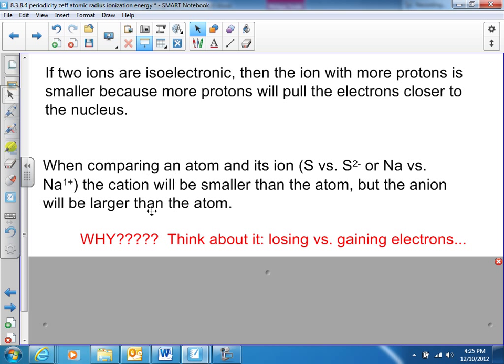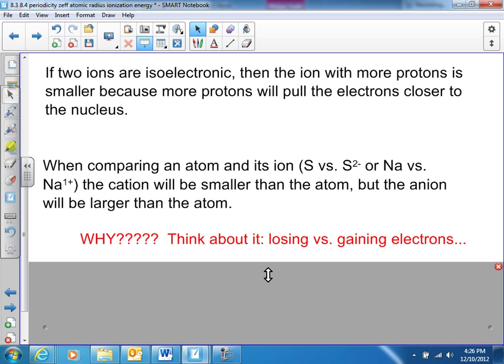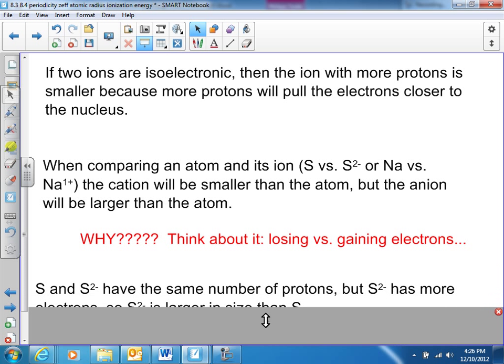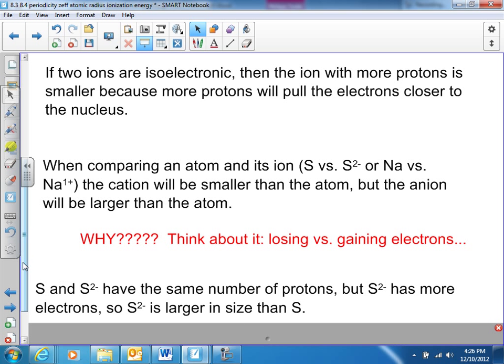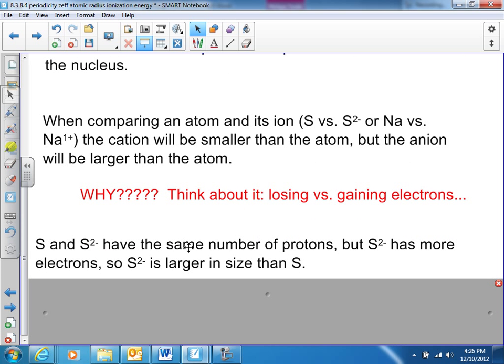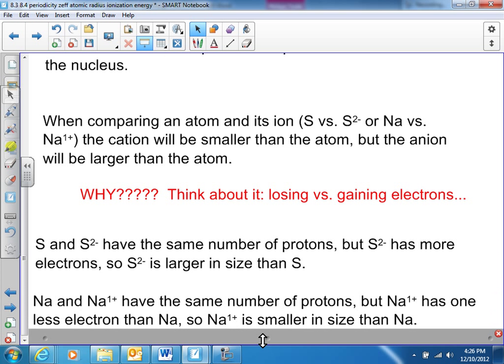So, these ions. Why is it that the negative ion is bigger than the atom, but the positive ion is smaller than the atom? It's just about losing versus gaining electrons. If you want to keep thinking, you can pause, but I'm going to show it to you. So, sulfur versus sulfur 2 minus. They have the same number of protons, but S2 minus has more electrons. So if you have the same number of protons, but one has more electrons, it is going to be bigger than one with fewer electrons. Same reasoning with Na and Na1 plus. They have the same number of protons, but Na1 plus has one less electron, so Na plus is smaller.